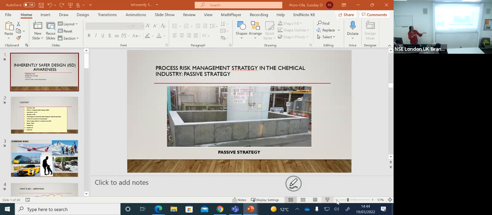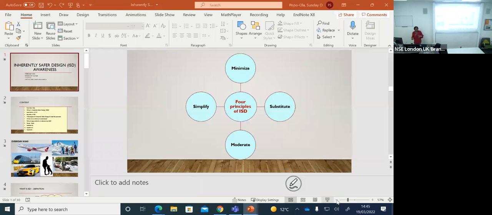So I've gone through all the different strategies that we use in process risk management. And today I'm focusing on the inherently safer design strategy. So I'll go into that now. Remember I said to you, inherently safer design is the avoidance or elimination of hazard. Within that concept, we can take four approaches. One is minimize, the second one is substitute, the third one is moderate, and the fourth one is simplify.